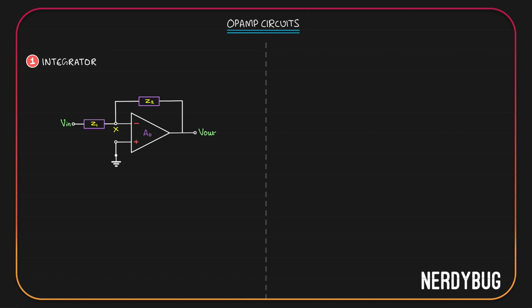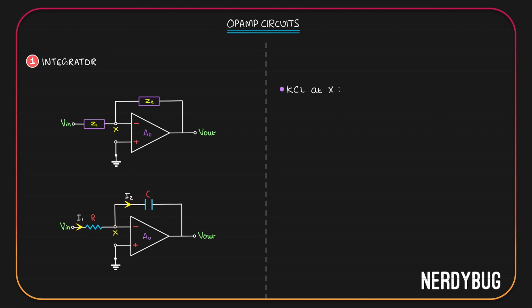To make the circuit an integrator, we'll give the input through a resistor and we'll give the feedback through a capacitor. The circuit will look like this. Let us say a current I1 is flowing through the resistor and a current I2 is flowing through the capacitor. This point is called X. Since the op-amp is ideal, no current will flow into the terminal. So all of I1 will flow through the capacitor, which means if we apply KCL at the point X, these two currents will be equal.